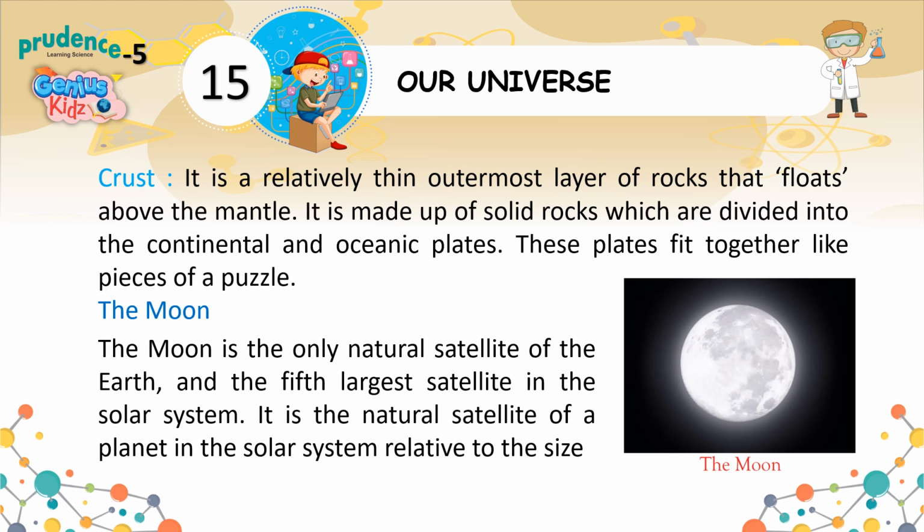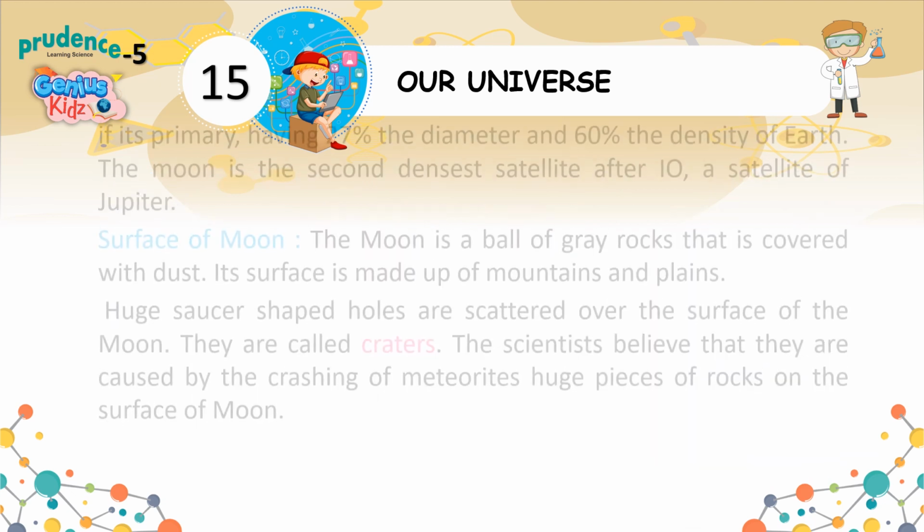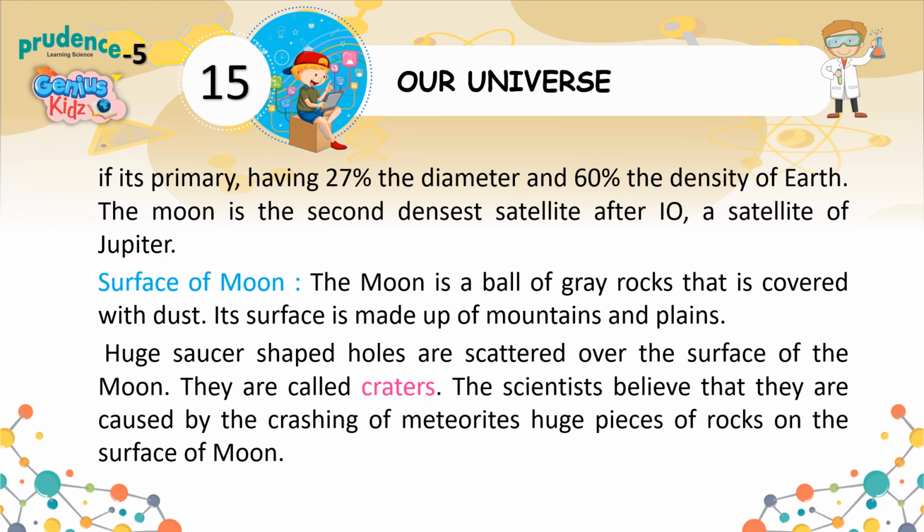The Moon. The Moon is the only natural satellite of the Earth and the fifth largest satellite in the solar system. It is the largest natural satellite of a planet in the solar system relative to the size of its primary, having 27% the diameter and 60% the density of Earth. The Moon is the second densest satellite after Io, a satellite of Jupiter.